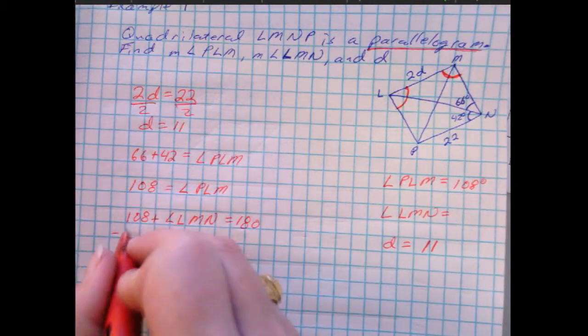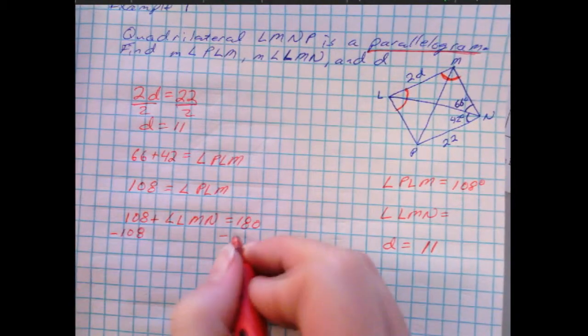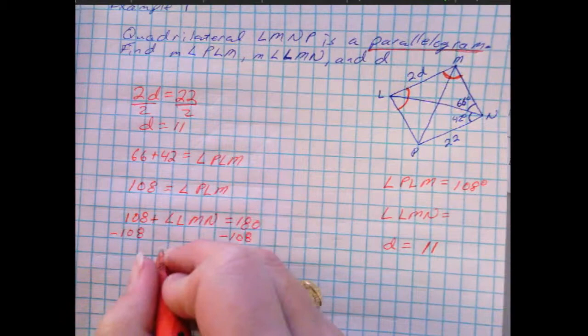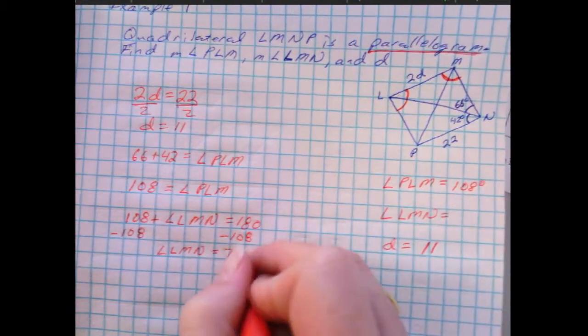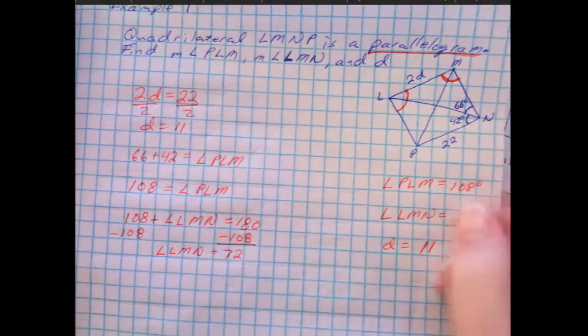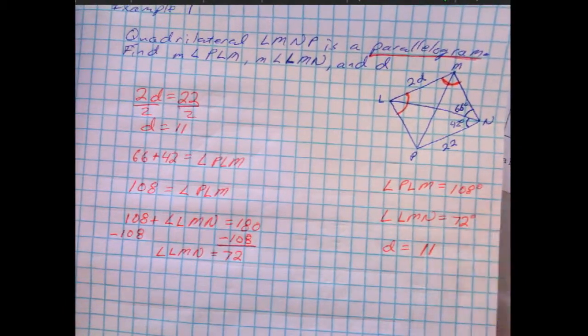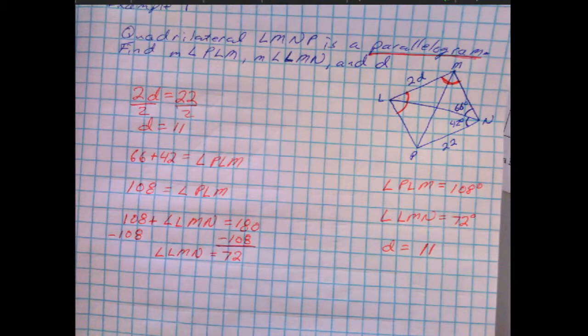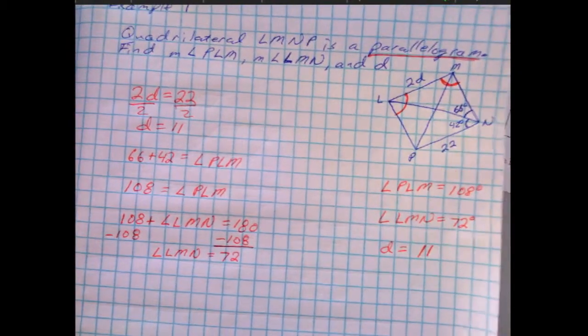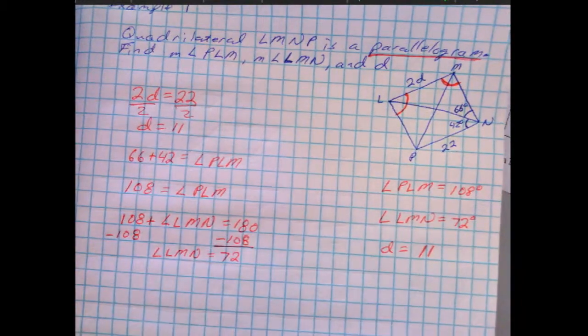So then I'm going to subtract the 108 from both sides, and I get angle LMN equals 72. So this is 72 degrees. Okay? Alright, let's look at another one. We've answered everything it asked, so we're ready to move on.